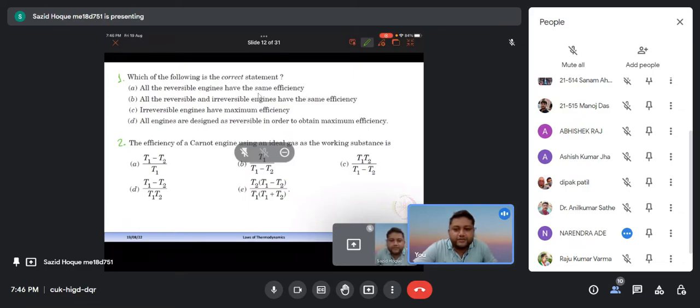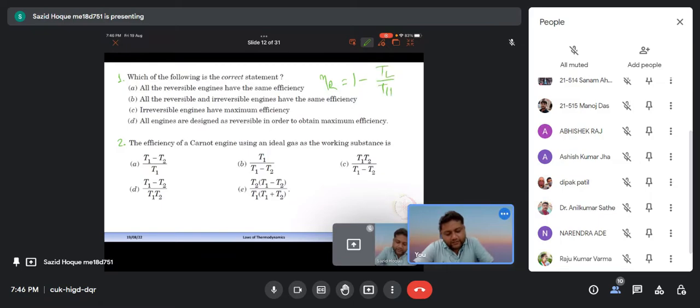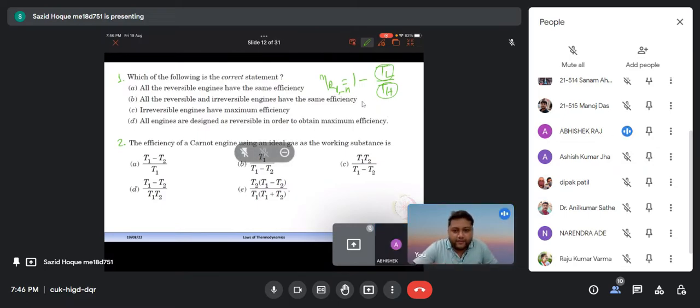So reversible heat engines have the same efficiency when they are operating at the same temperature difference, because if you take a reversible engine, it is TL by TH. So if we take all these engines, 1 to let's say n, all the heat engines have to operate between TL and TH, then only the answer is correct. Whatever Narendra has pointed out, it has to be between two same temperature reservoirs. Then only it will be correct.